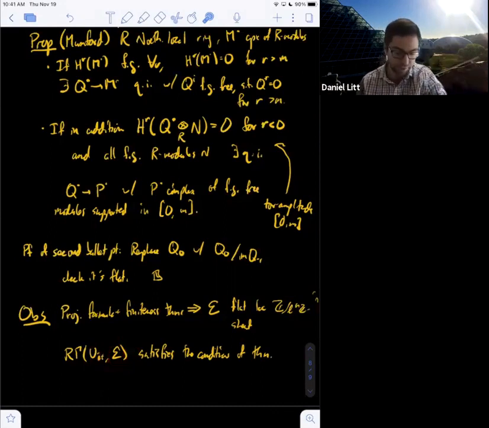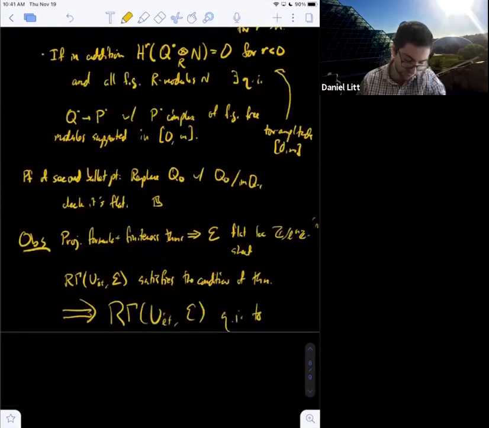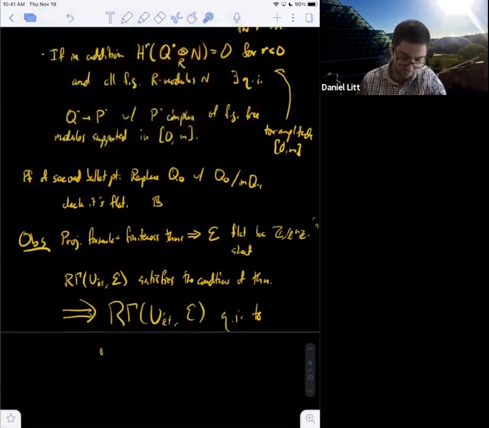Okay, so the theorem implies that this complex R gamma U étale E is quasi-isomorphic to a perfect complex, or is a perfect complex, sorry. So it's quasi-isomorphic to a bounded complex of locally frees. It is perfect.